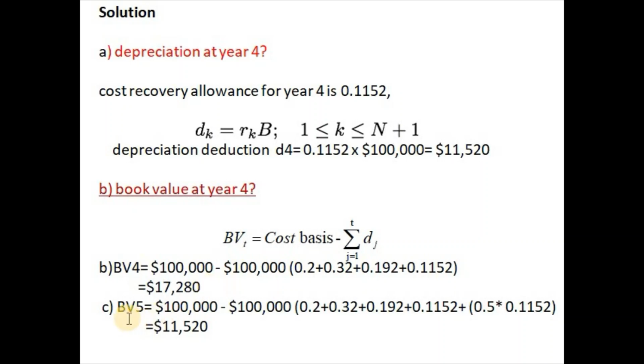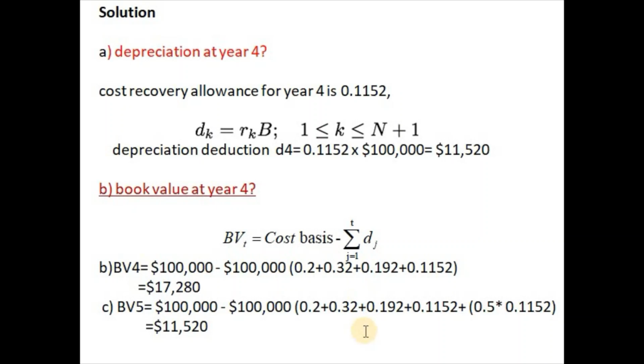Okay? Now, what will be the book value? It's the same step. This is the cost basis minus accumulated depreciation, which is 100,000 times 0.2 plus 100,000 times 0.32 plus 100,000 times this rate and so on. So I want to accumulate the depreciation.